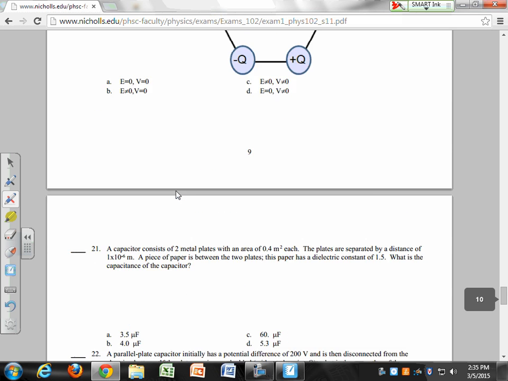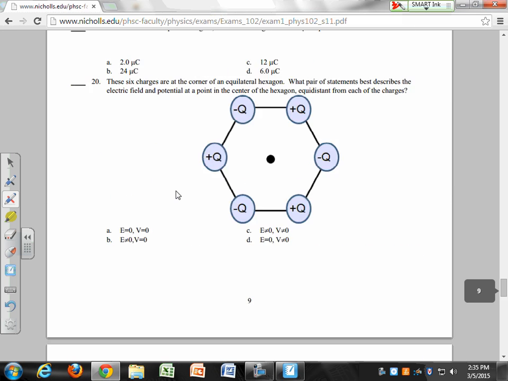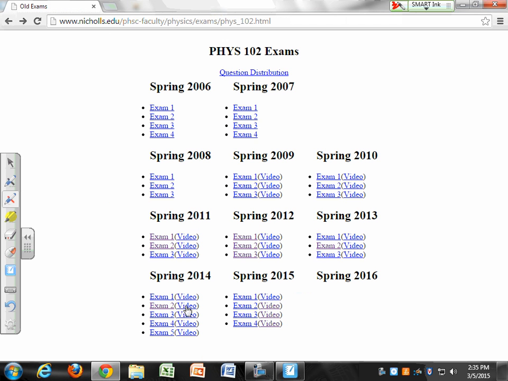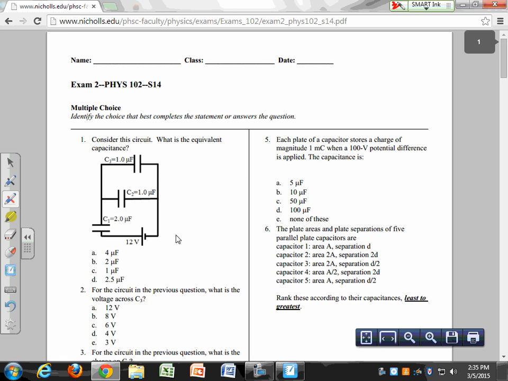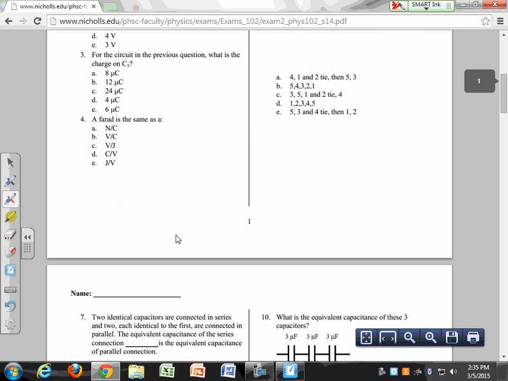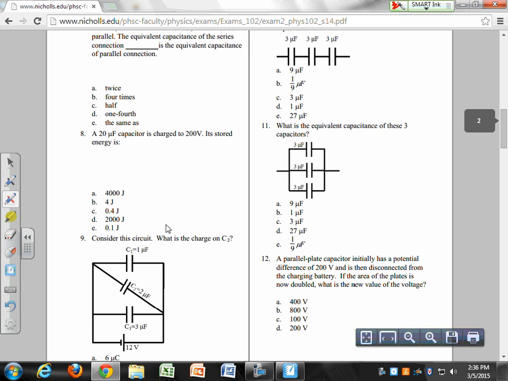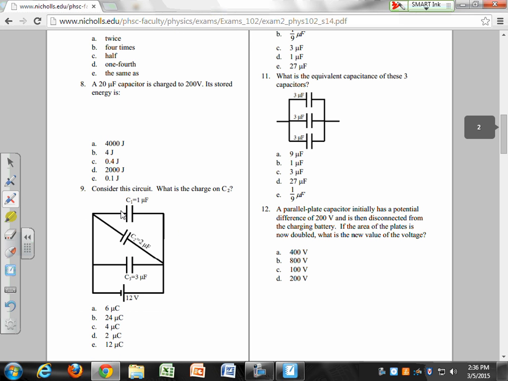Okay, I think we've done a lot of these. If y'all see anything that stands out, let me know. Capacitances. Anything in particular, y'all? Okay. This one right here? Yeah.